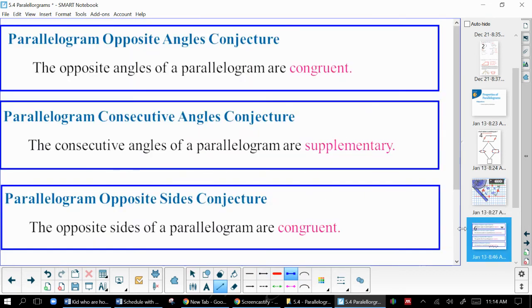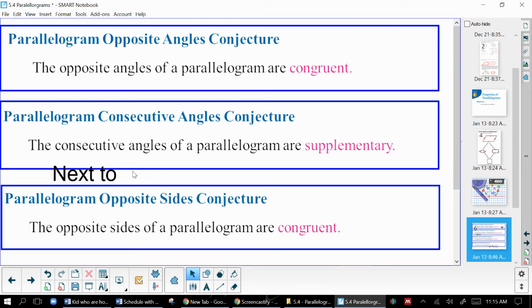So all of the conjectures that we have are up here on the screen now. There's one down below. Make sure that you are adding these to your conjecture list. You're either keeping that blue packet or you are keeping your own list somewhere. This is very, very important. It's a lot of information. You need to be writing these down, and you need to be reviewing these. So in a parallelogram, the opposite angles are congruent. The consecutive angles are supplementary. Consecutive means next to.